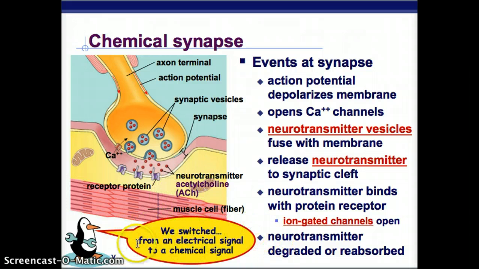Notice we had an electrical signal going through our neuron. Now, right here with the neurotransmitter, this is a chemical signal. So it's kind of a conservation of energy. We've just changed the type of energy.